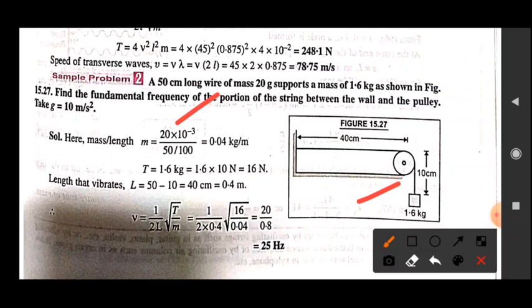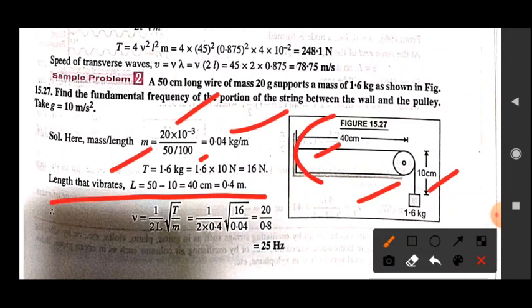Where 50 is the overall length of the string. So here 40 centimeter, here 10 centimeter, overall it is 50 centimeter. You can convert it into meter. Now the mass per unit length, the linear density, is 0.04 kg per meter, and the tension is given. The length of the wire that is vibrating is only this one, 40 centimeter of the wire that is vibrating. Now you can put the value of L as 0.4, and if you put all the other factors, you can calculate the frequency.